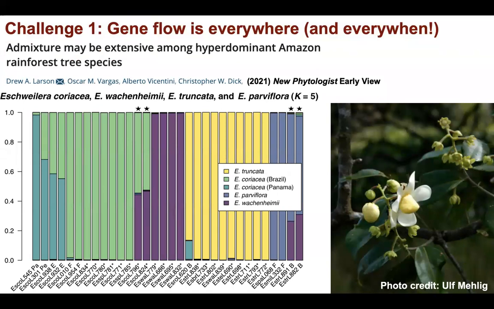This is a paper that actually just came out a few weeks ago, and I love the title, Admixture May Be Extensive Among Hyperdominant Amazon Rainforest Tree Species. And I think this is probably true for almost all plant groups. So this is a group called Eschweileria, which is in Lecythidaceae. This is an American tropical wet forest group.